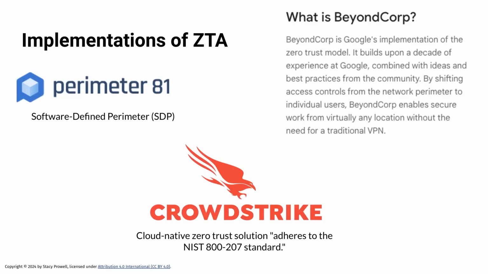Now, that was the reference architecture. There are implementations. You can go out and buy an implementation, right? Perimeter 81 has their software-defined perimeter. BeyondCorp is out there. CrowdStrike, our old buddy CrowdStrike. I feel like I've heard that name somewhere. Cloud-native zero trust that adheres to the NIST 800-207 standard. Great, that sounds perfect. Let's go get us some CrowdStrike, right? These are all out there, and there are many others coming.